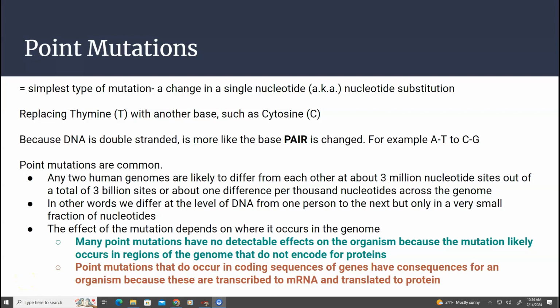Point mutations are the simplest type of mutation because it's a change in just a single nucleotide. For example, replacing thymine with another base like cytosine. These types of mutations are very common, but many point mutations have no detectable effects on an organism because the mutation likely occurs in regions of the genome that don't even encode for a protein. Point mutations that do occur in coding sequences of genes do have consequences for an organism because these are transcribed to mRNA and translated to a protein, and just one nucleotide being changed, one base, can alter an amino acid sequence and therefore a protein.